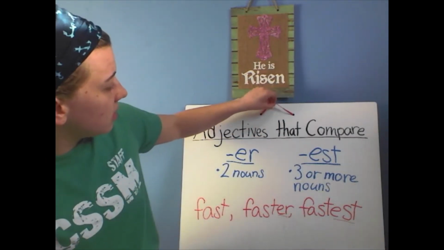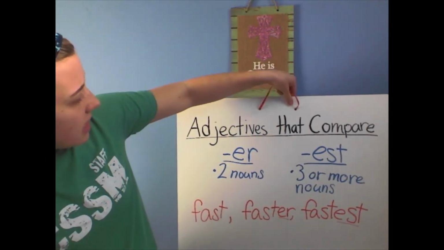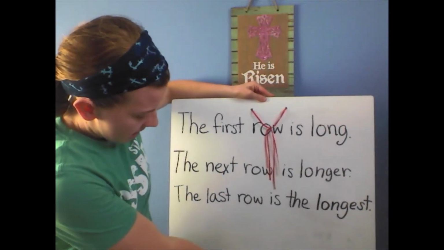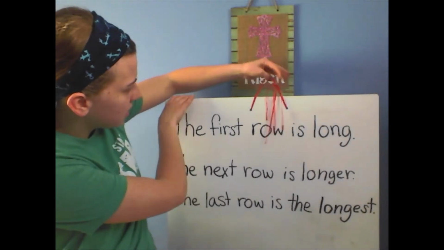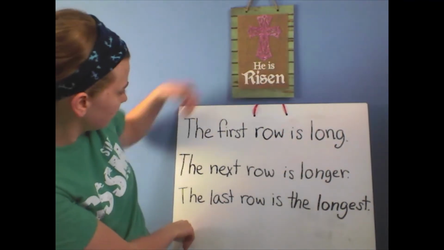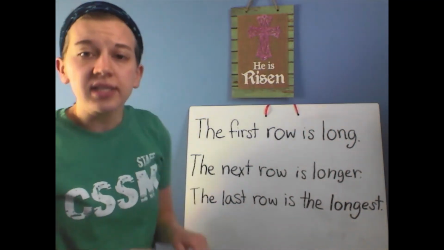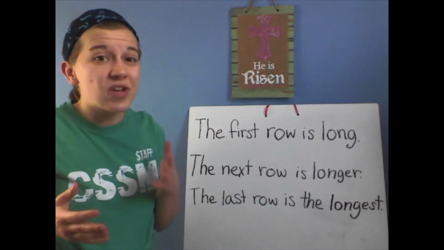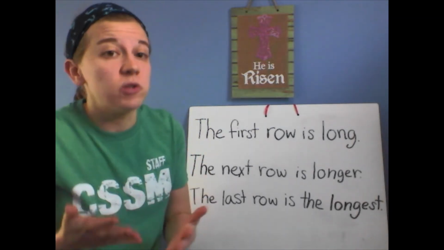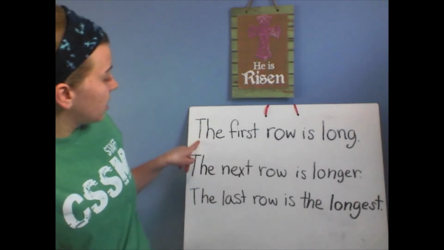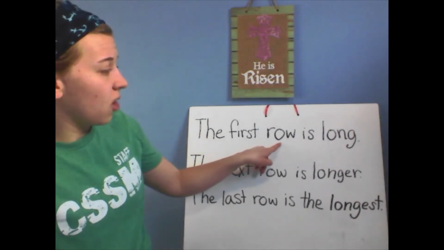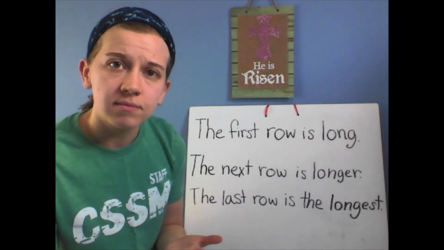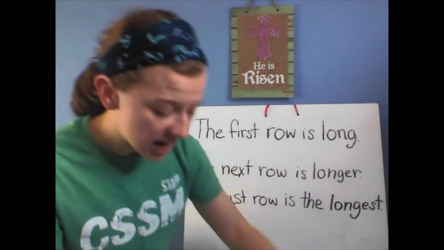Okay, so now we're going to take a look at some sentences on the back here. And we need to find the adjectives that compare. All right, so let's read these sentences together, and then we can figure out which adjectives compare, and maybe we can even guess how many nouns we are comparing. All right, so the first row is long. What's the adjective in that sentence? Long. That's our adjective. Let's underline that.